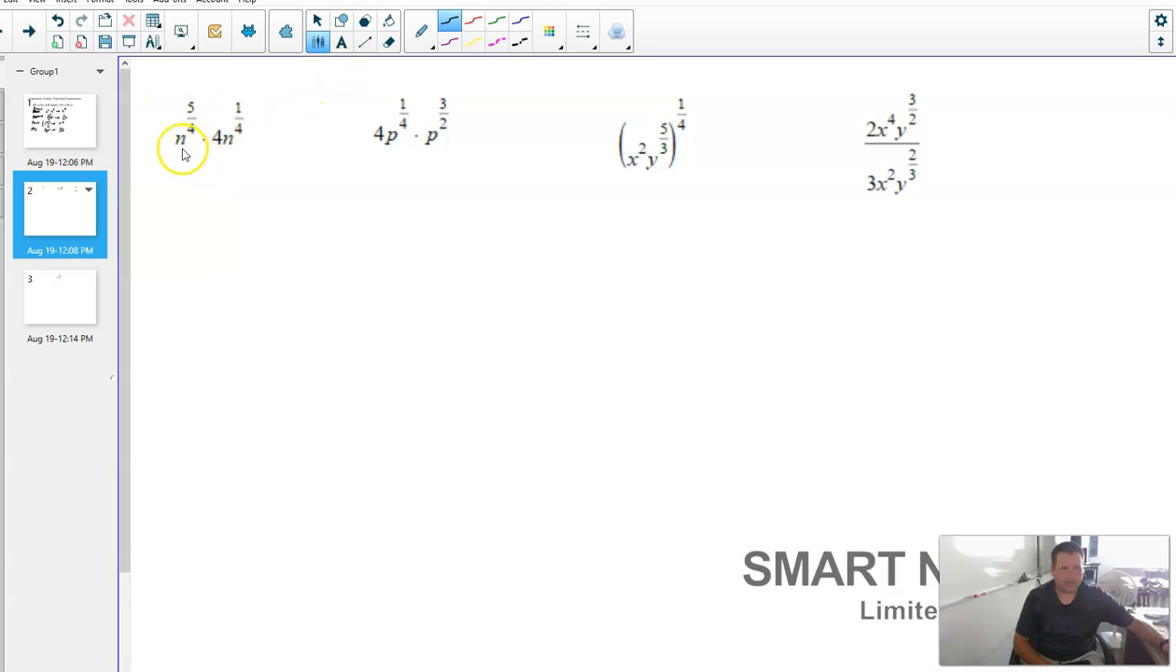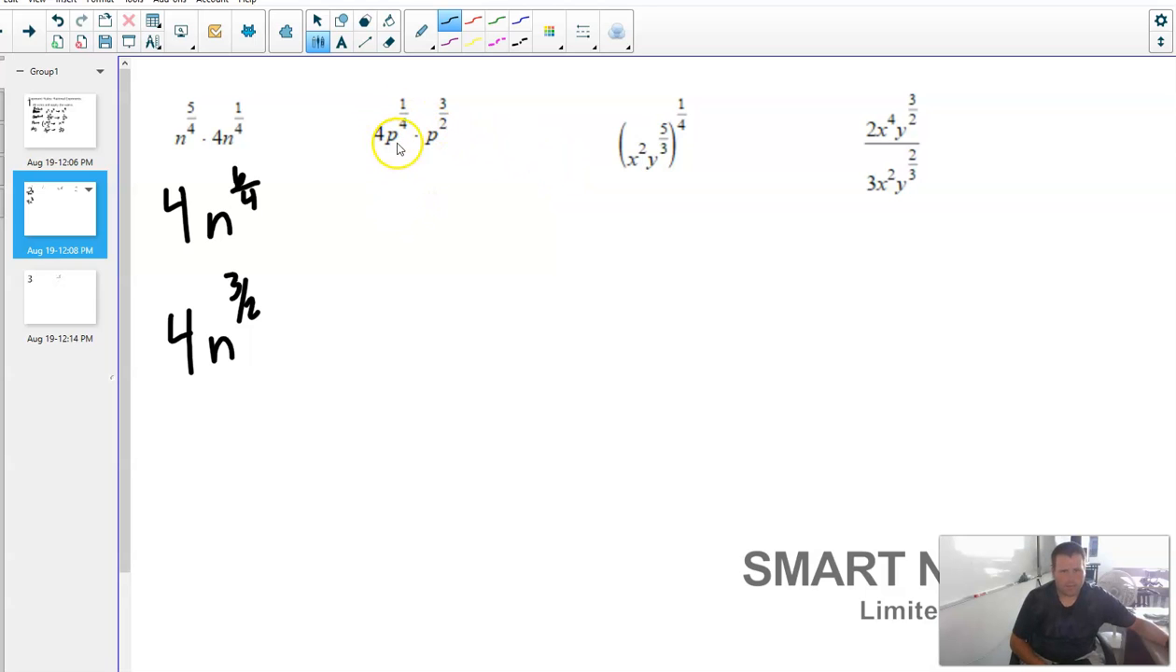So if I look at this, I've got a multiplication, so this will be my product rule. I'm going to multiply my first and my last number, which is just going to give me 4. And then we have an n. I've got 5 fourths and 1 fourth, so I can just add those together, again because product, I add them together. That's going to give me 6 fourths because my denominator is the same, which actually simplifies to 3 halves. So we'd have 4n to the 3 halves for that one.